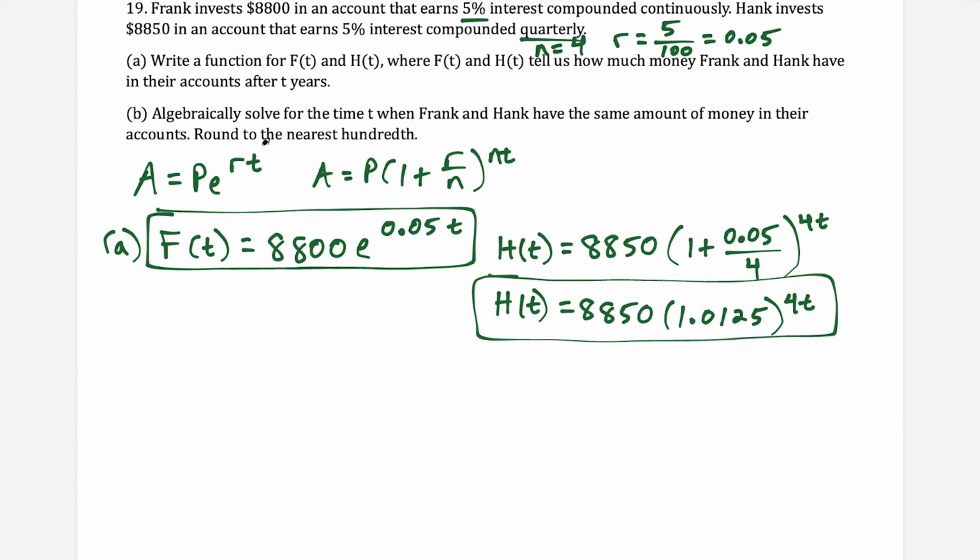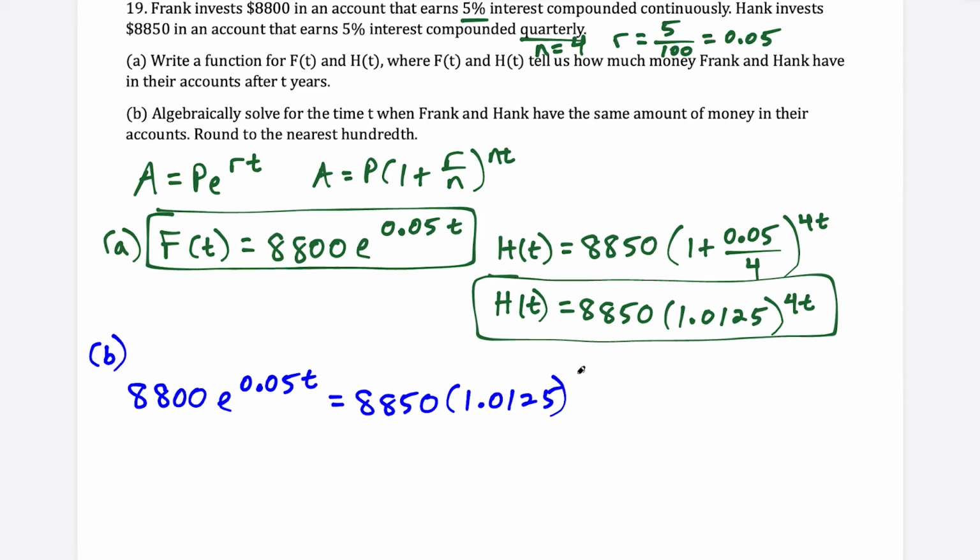Next we're going to algebraically solve for the time t when Frank and Hank have the same amount of money in their accounts, rounding to the nearest hundredth. So what we're going to do is just set these two equations equal to each other. For part B, we have 8,800 times e to the 0.05t, and we're setting this equal to 8,850 times 1.0125 to the 4t power.